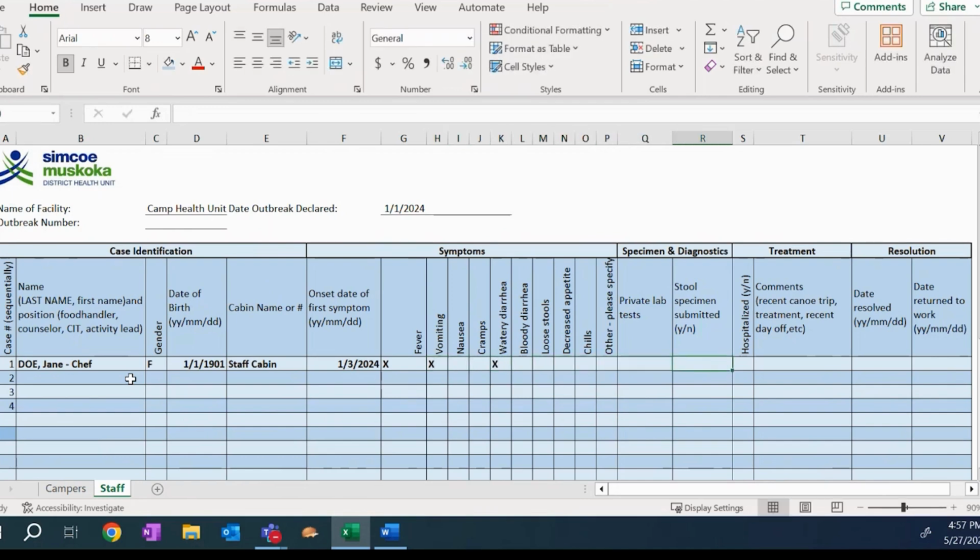Did we submit a stool specimen? No. Was the client hospitalized? Yes or no? And comments. Recent day off. Again, providing any information that the investigator may need. Date they resolved and date they returned to work. Your investigator will work with you to let you know when staff will be allowed back at work.